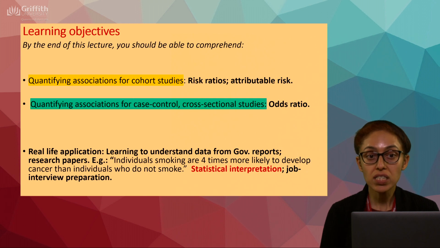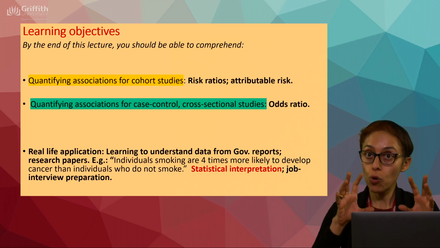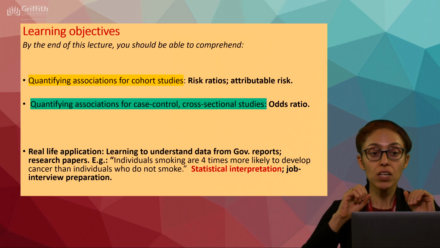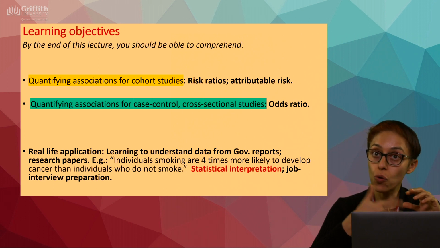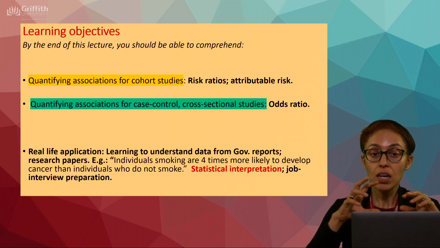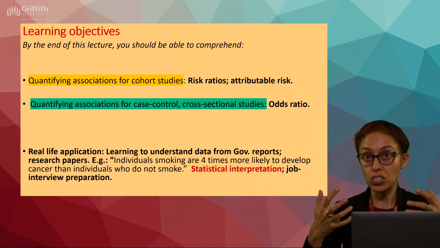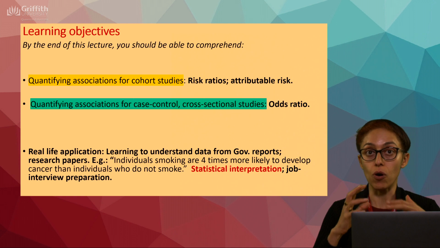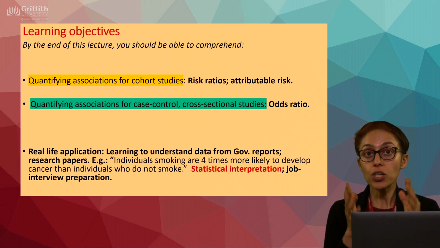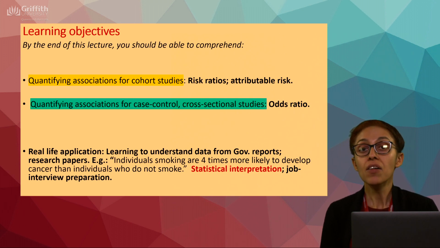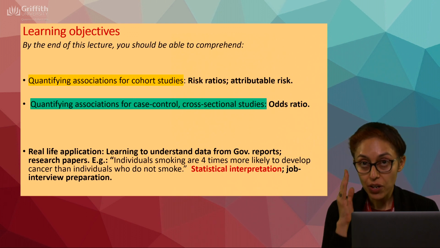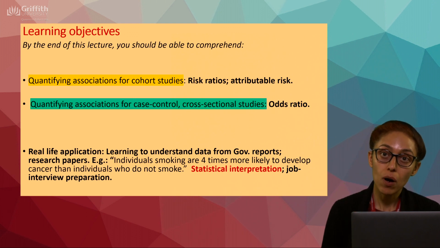What is a case control study? You have two groups, a minimum of two groups. One is case, meaning, for example, these people already have cancer. The other one is control, they do not have cancer, and then you are studying both of these groups. Case versus control. So when you have such studies, the way you quantify association between your independent and dependent variable is using odds ratios.